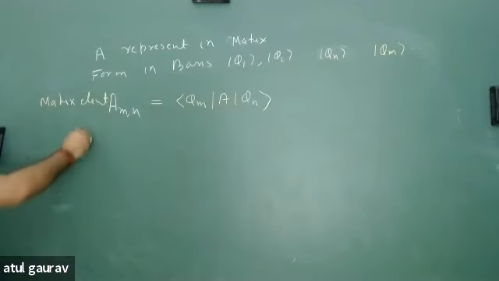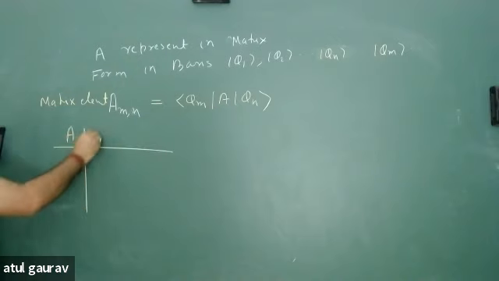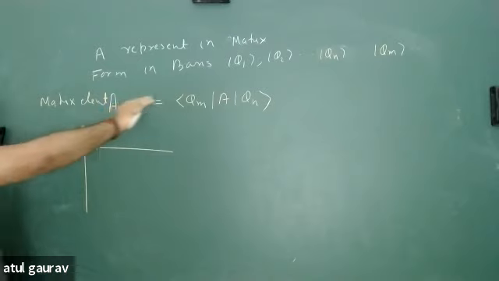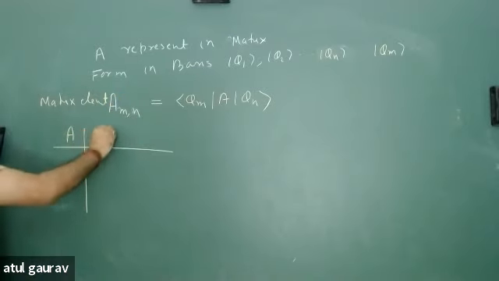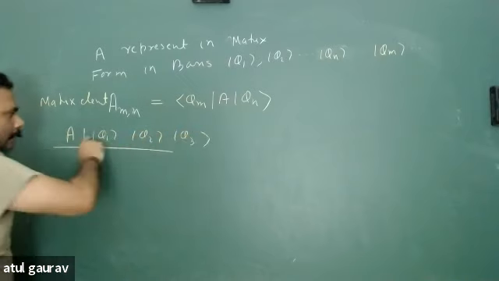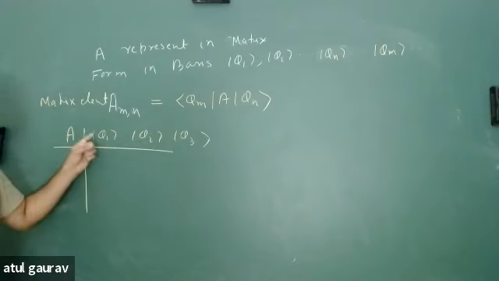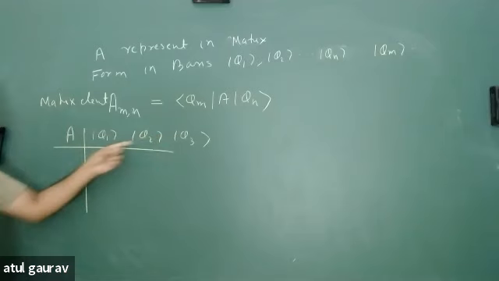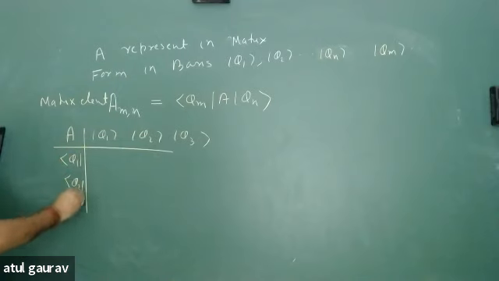Suppose this is A, and I want to write the matrix in the basis of phi 1, phi 2, phi 3. I will write phi 1, phi 2, phi 3 in ket form in the same sequence, and in the same sequence we will write the bra form here: phi 1, phi 2, phi 3.